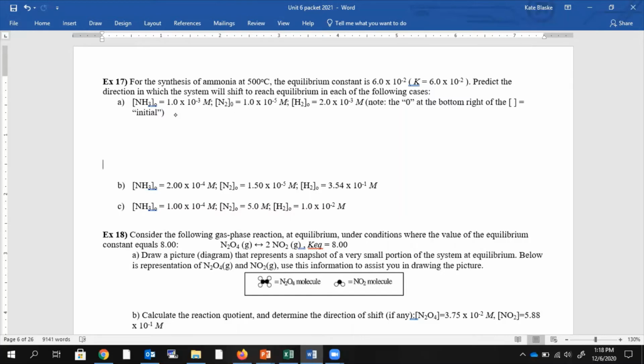So first thing I need to know is my balanced equation. This equation was used farther up on the page. So nitrogen plus hydrogen makes ammonia. We need to balance that. That needs to be a 2. That needs to be a 3. So my Q expression, my equilibrium expression, since I don't know if I'm at equilibrium or not, I've got to use Q, is going to be products over reactants.